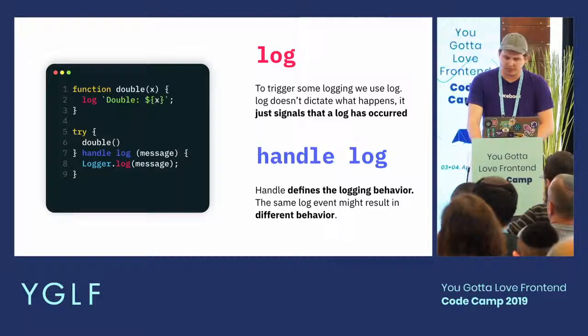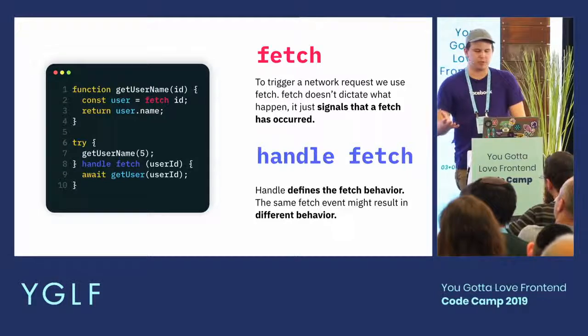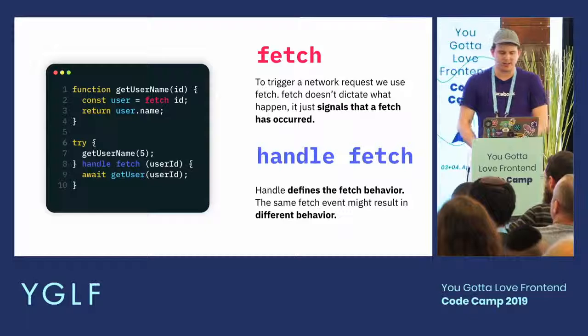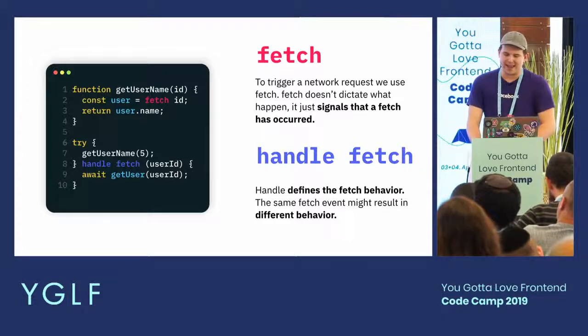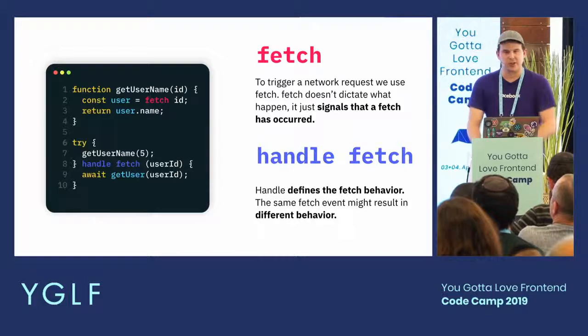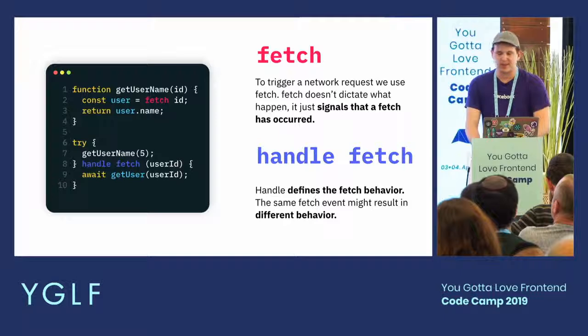So what about this with another problem, like network requests? What if we had a fetch keyword that allowed us to signal that a network request should occur, and then a handle fetch block that defined what should happen when the fetch was triggered? The fetch keyword doesn't actually create the network request, it just signals that a request should be made, just like how throw signals that an exception has occurred. And maybe that handle fetch block could asynchronously return some data back to the code that triggered the fetch.